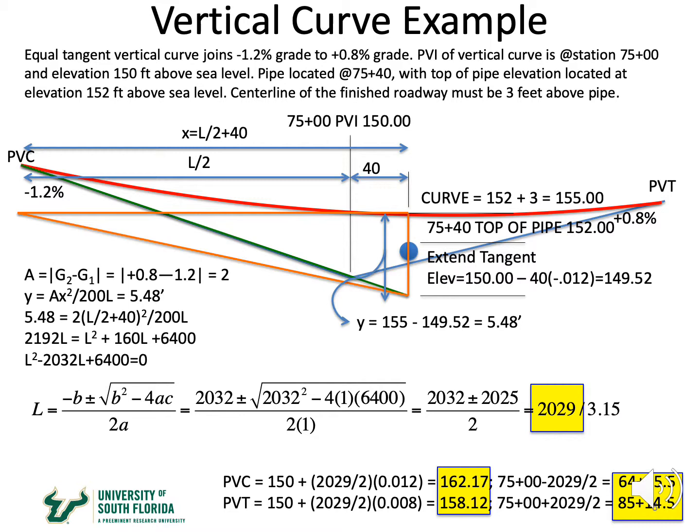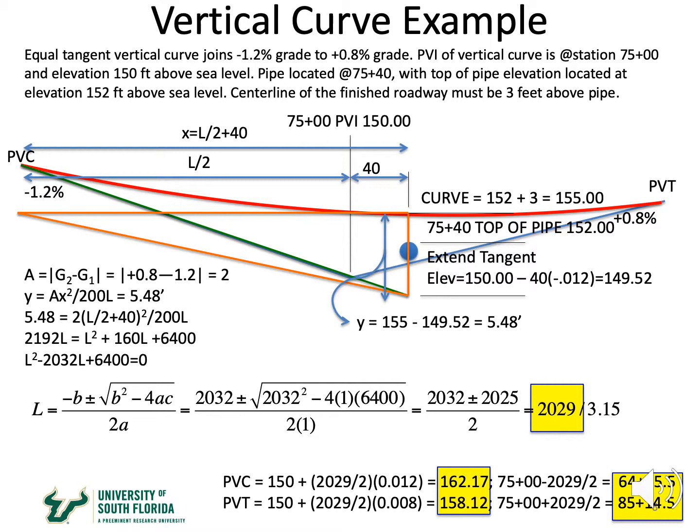It's a quadratic equation that we can easily solve. So L over 2 plus 40 is x. So A is 2x squared divided by 200L. We can clean up this equation and simplify it. So the result of that cleanup is L squared minus 2032L plus 6,400 equals 0.